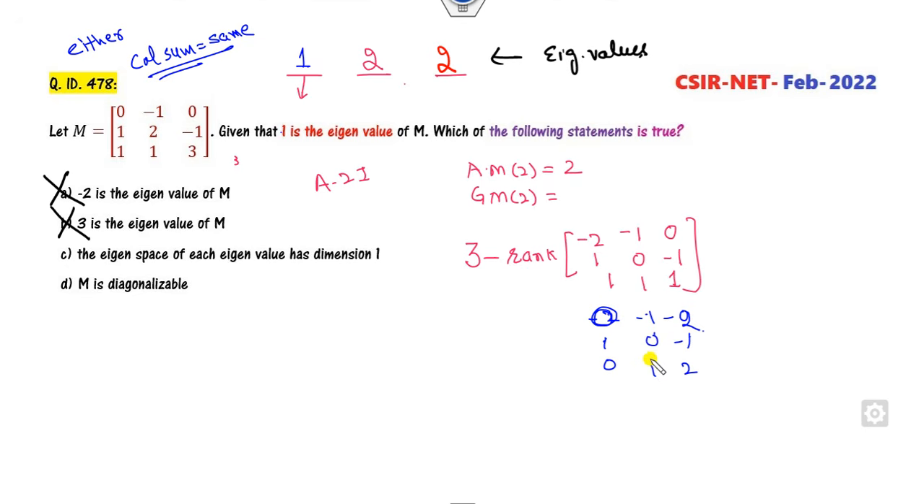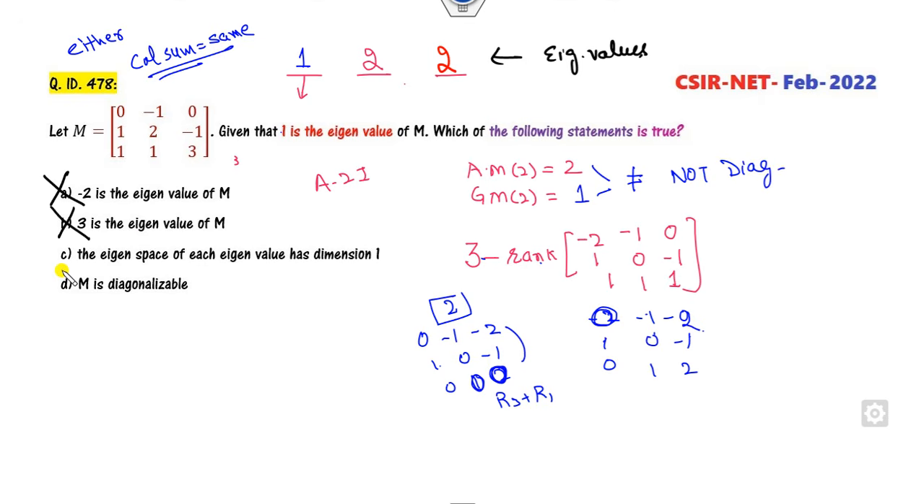So if you can see, it will be 0, minus 1, minus 2; 1, 0, minus 1; 0, 1, 2. If I add R3 plus R1, this row will be 0. So the rank will be 2. 3 minus 2 is 1. So both are not the same. So it is not diagonalizable. So it means M is not diagonalizable, so the options cancel out, and only the right option remains.